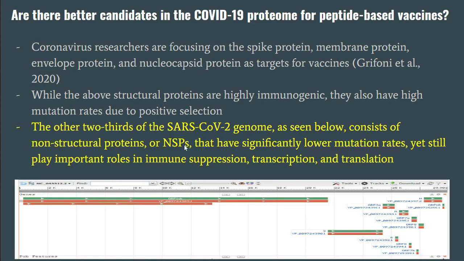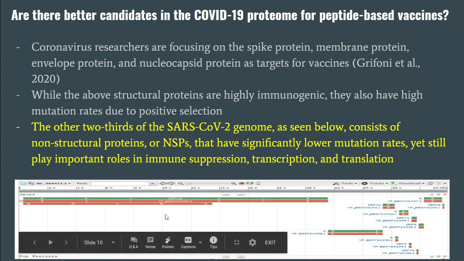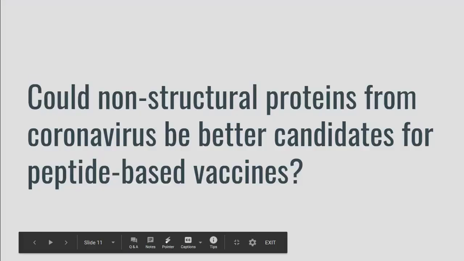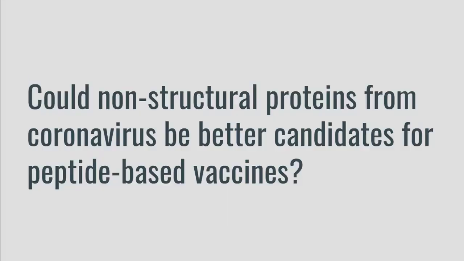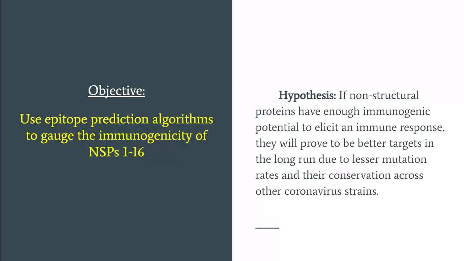Moreover, as seen in the diagram, NSPs make up about 2/3 of the coronavirus genome under ORF1AB, Open Reading Frame 1AB. So, can non-structural proteins be better candidates for vaccine design? If they have enough immunogenic potential in the form of epitopes, NSPs could be better targets for a long-term vaccine due to lower mutation rates.